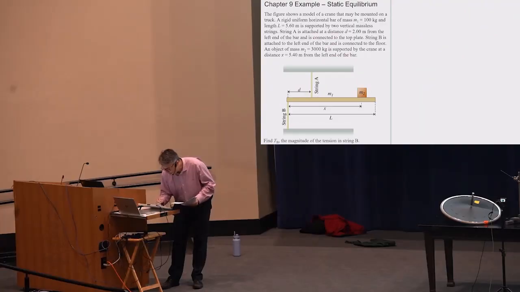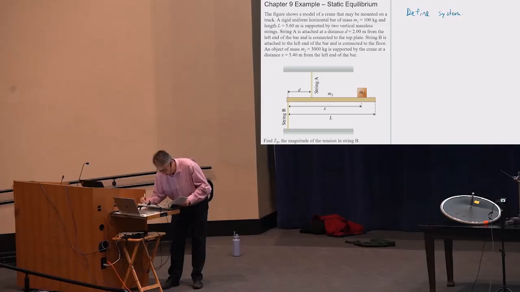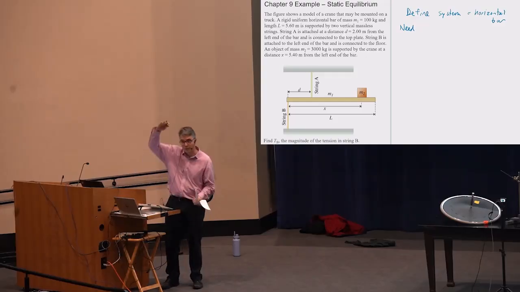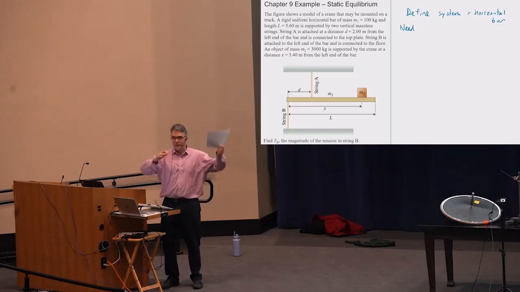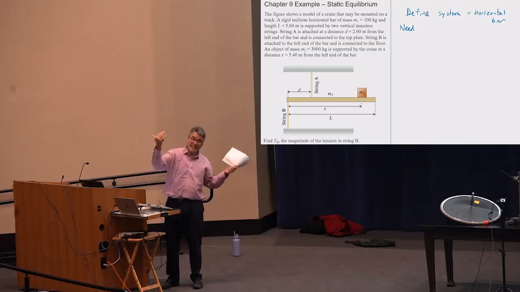A figure shows a model of a crane that may be mounted on a truck. A rigid uniform horizontal bar of mass M1 is 100 kilograms. So what we're going to do is define our system here that we're going to do the free body diagram of is the horizontal bar. And what we need to find here is, you've got two strings. String A is attached at distance D from the left end of the bar and is connected to the top of the plate. That's what's holding it up from gravity, I guess. And then string B is attached to the floor. So it's kind of being held by two tensions, one up and one down.